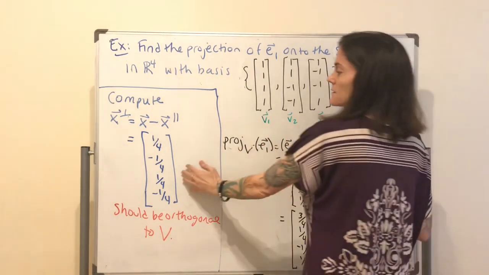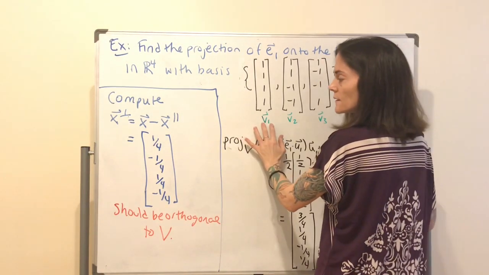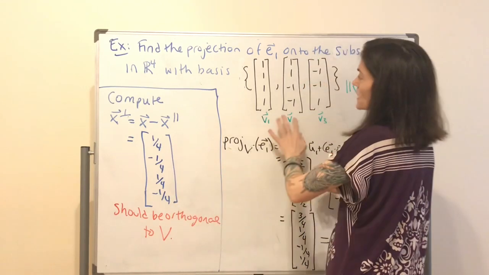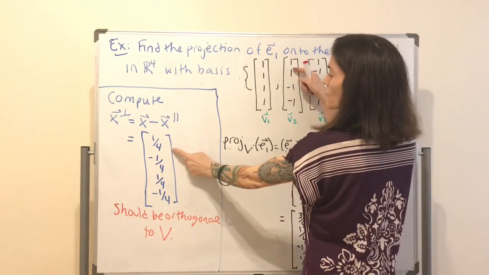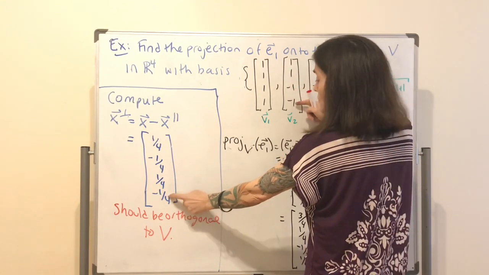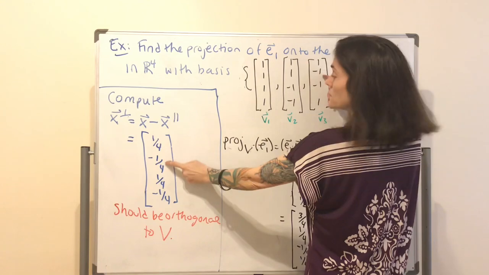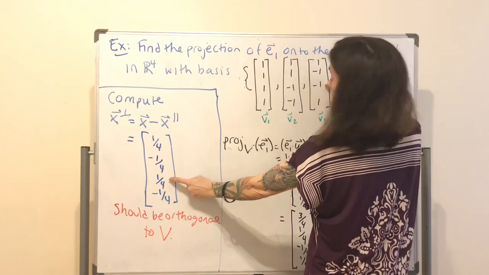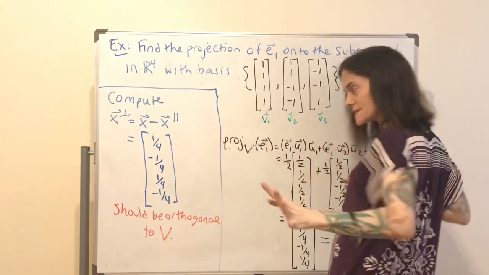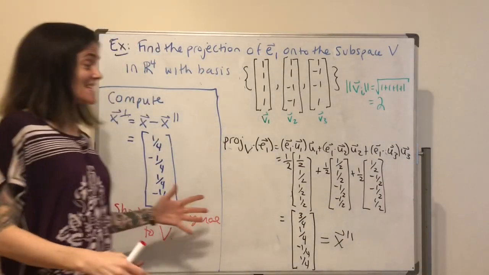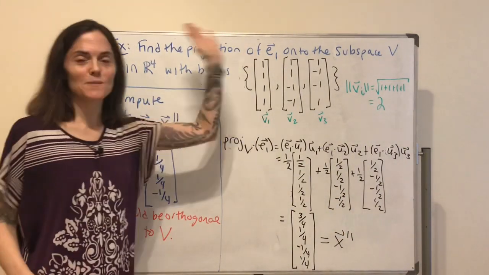So let's just think about that here. If you take this and dot with V1, well, a fourth minus a fourth, a fourth minus a fourth, 0. Dot it with V2. You have a fourth minus a fourth, minus a fourth, 0. Dot it with V3. Here we have 2 fourths, minus a fourth, 0. Okay? So in fact, this is orthogonal to the subspace V.